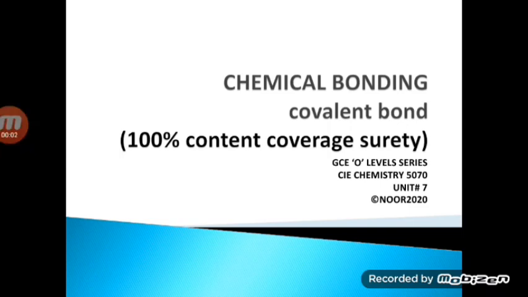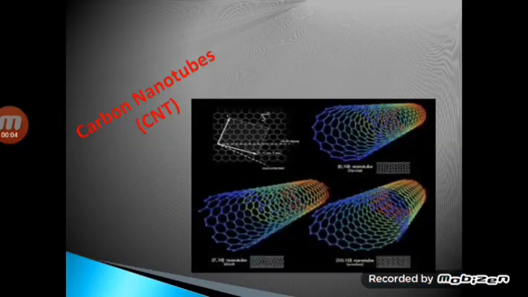Hello students, this is Unit 7, Covalent Bond. Have you ever imagined riding an elevator all the way up to space? This idea may sound like science fiction, but it may be possible thanks to carbon nanotube technology.